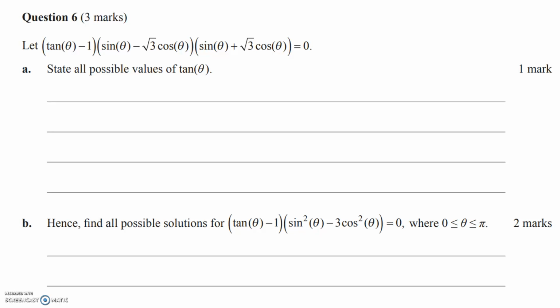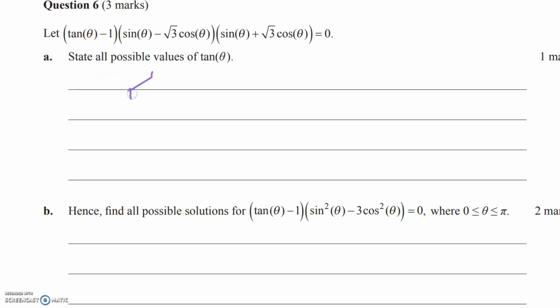So essentially this is a null factor law question hiding away, because we're just getting asked when does either this bracket equal 0, this bracket equal 0, or this final bracket equal 0. Because if they're being multiplied together and all coming out to 0, then one of these brackets must be 0.